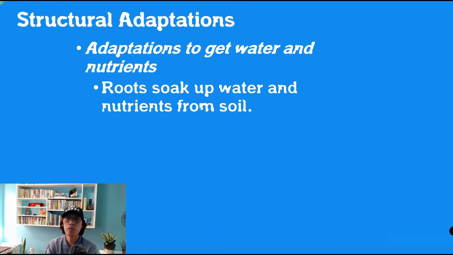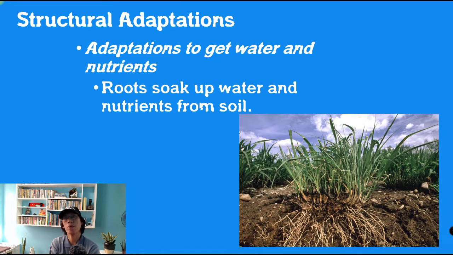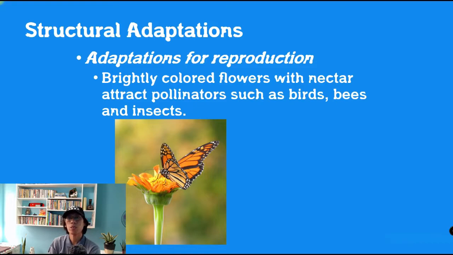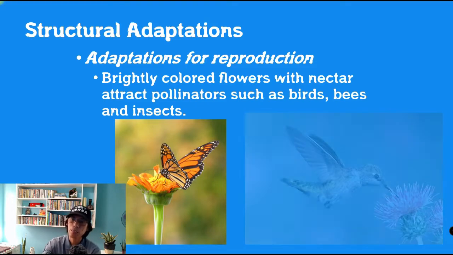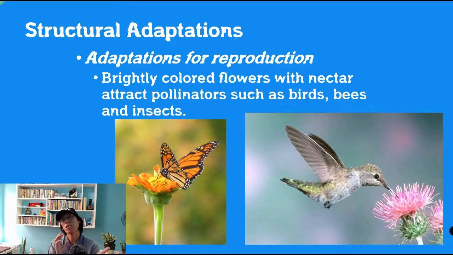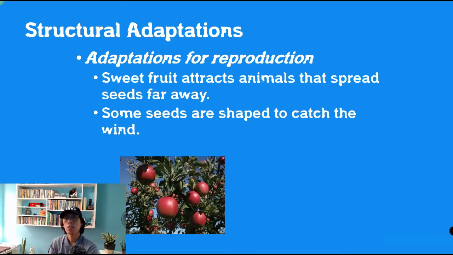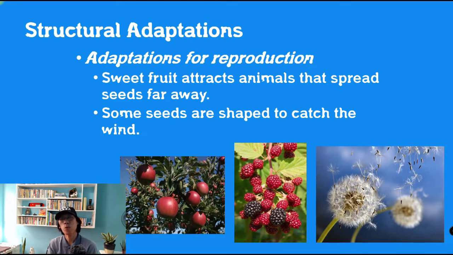Adaptations to get water and nutrients. The roots of the plants are the adaptive structures. They soak up water and nutrients from the soil. Adaptations for reproduction. Brightly colored flowers attract pollinators such as bees, birds, and insects, allowing them to transfer the pollen grains. Continuing, we have sweet fruit, which attracts animals that spread seeds far away. There, apples. And some seeds are shaped to catch the wind. So when the wind blows, the seeds are spread far, far away.